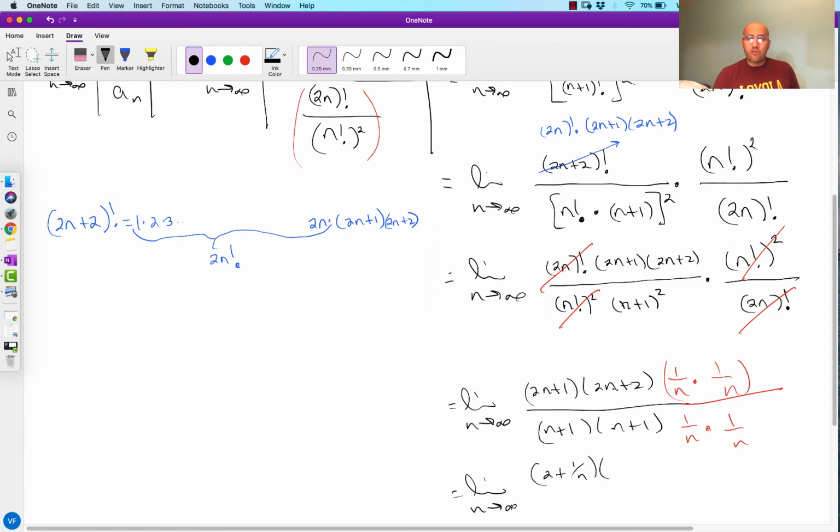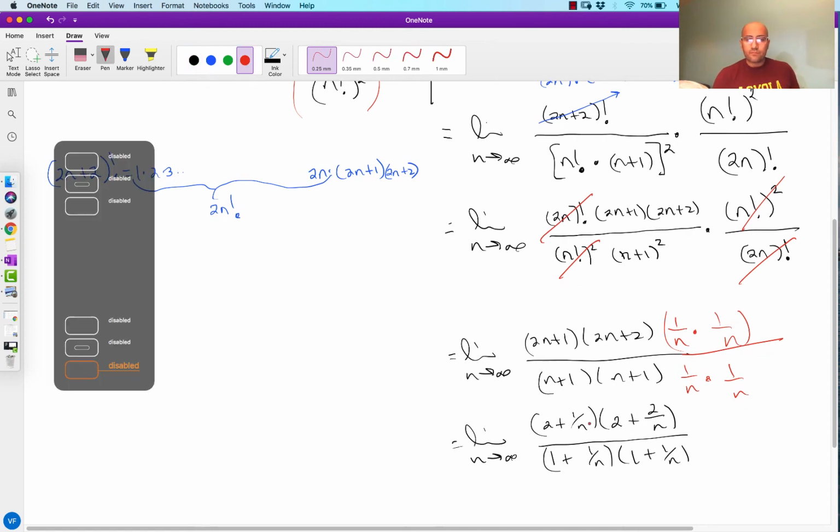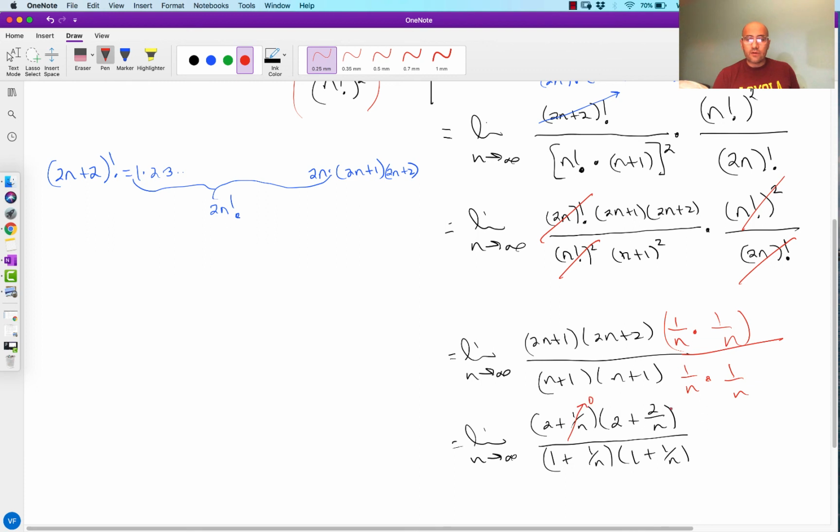Distributing the other 1 over n over the second binomial, we'll end up with 2 plus 2 over n. Doing the same thing in the denominator, we'll end up with 1 plus 1 over n for the first binomial, and 1 plus 1 over n for the second binomial. Now we're ready to apply the limit as n goes to infinity. As n goes to infinity, each of these terms will go towards 0, and so the whole thing will go toward 2 times 2 all over 1 times 1, or equal to 4.